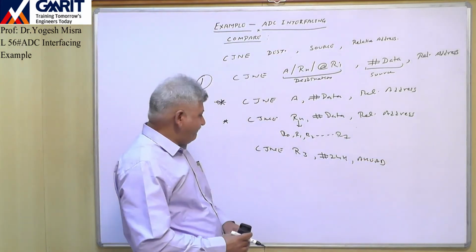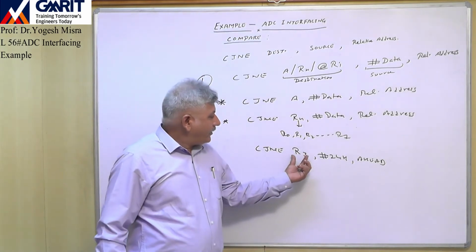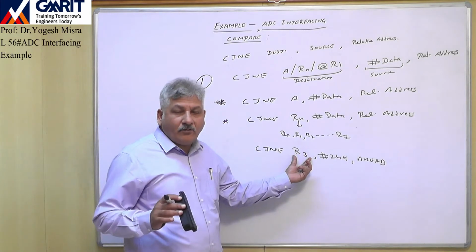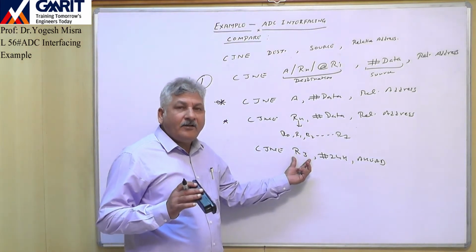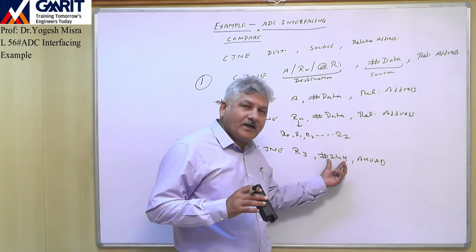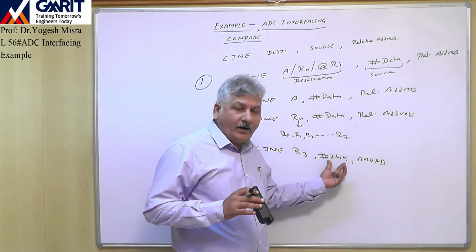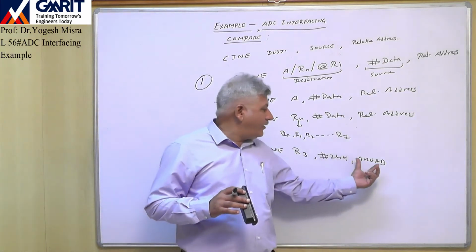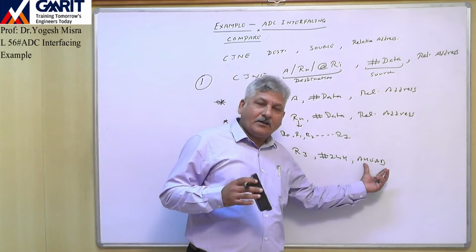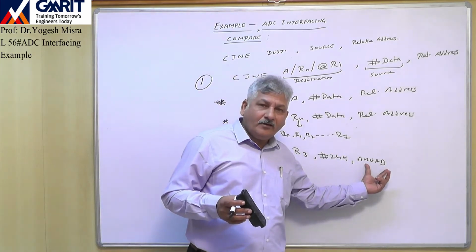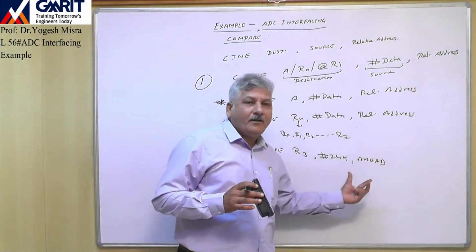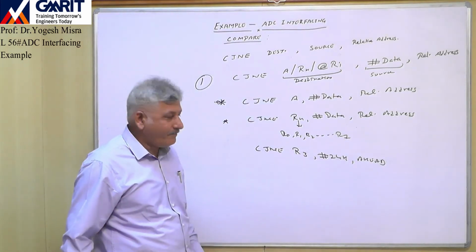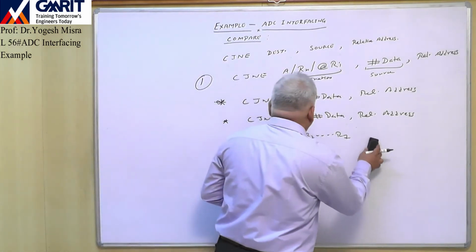So now what will happen? The content of R3 register, whatever value is stored in the R3 register, will be compared with this data 24. And if both the numbers are not equal, then go to label ahead. Otherwise, if both the numbers are equal, then don't go to ahead. Come out from the loop and execute the next instruction written after CJNE. So this is the second form.